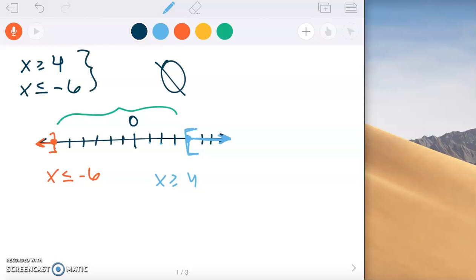All right, so I think that covers the different scenarios for solving inequalities with intersection. If you have any questions about that, let me know.